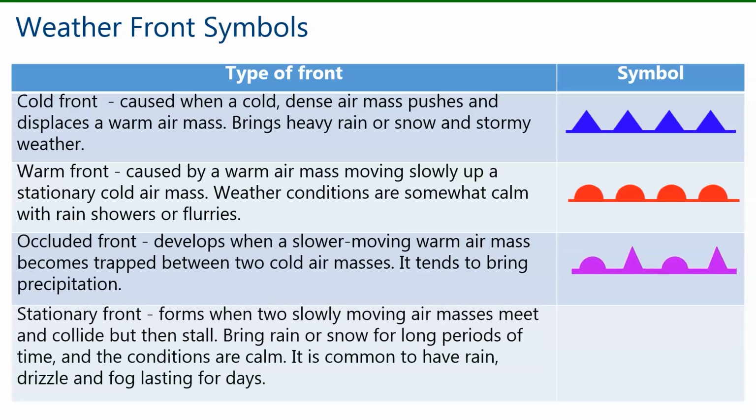A stationary front forms when two slowly moving air masses meet and collide, but then stall. A stationary front brings rain or snow for long periods of time, and the conditions are calm. It is common to have rain, drizzle, and fog that last for days with a stationary front. The symbol on a weather map looks like this.